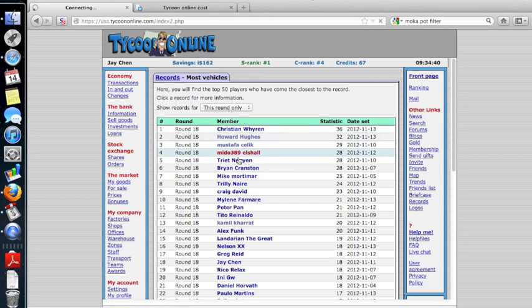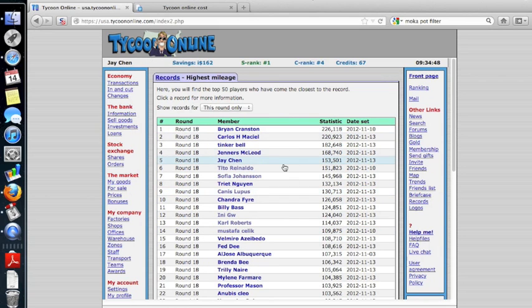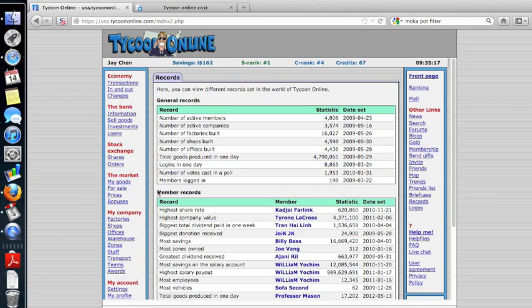Similarly, there is another link that was also very helpful. Highest mileage. This will tell you how far their vehicle has been traveling, which is very useful to know if they need maintenance, because at the auto repair shops, the jobs are longer if vehicles have more mileage. Not exactly how much maintenance they would need, but it gives you a rough idea of this small Tycoon Online economy as to whether or not you should build an auto repair shop.